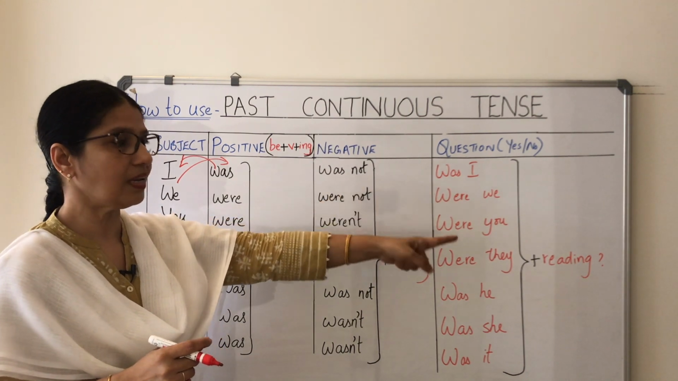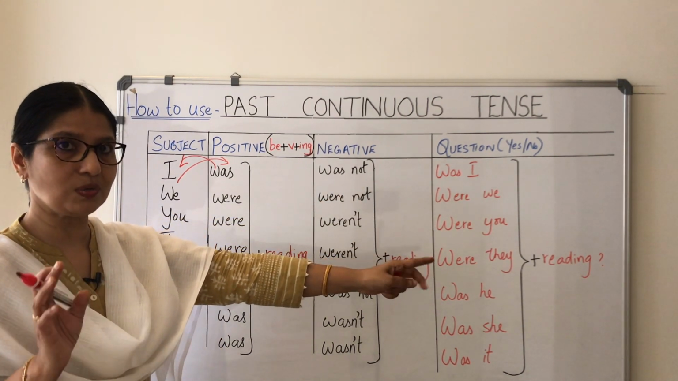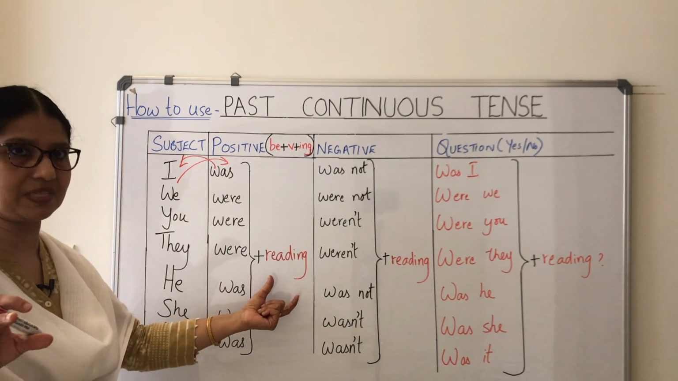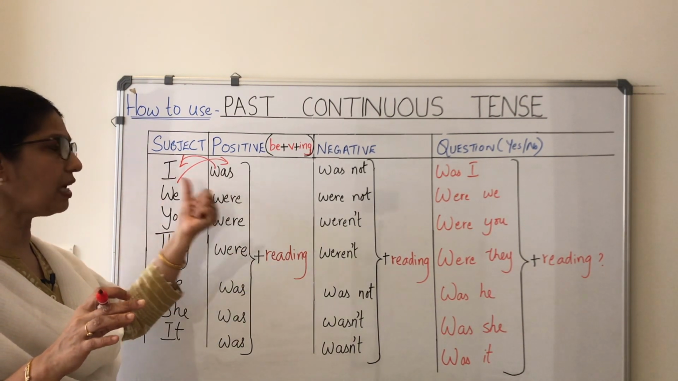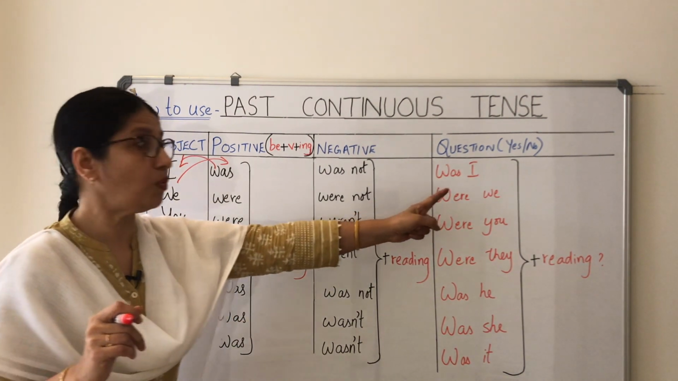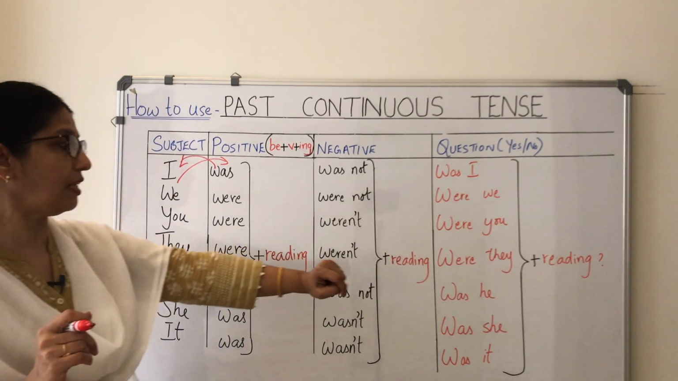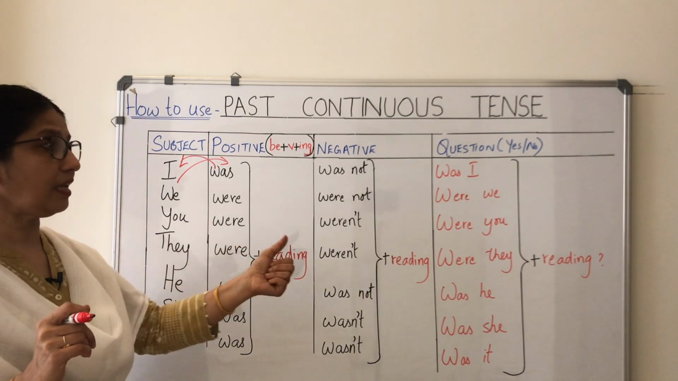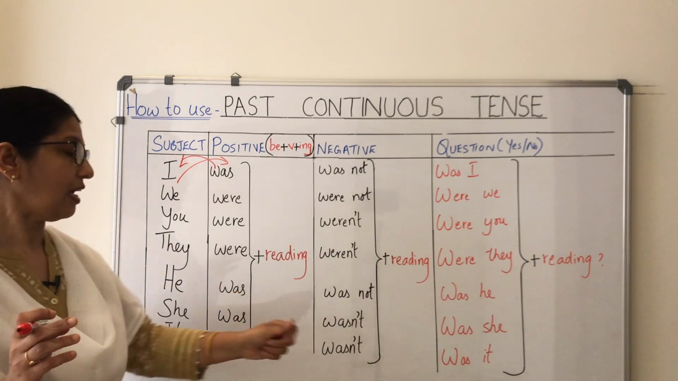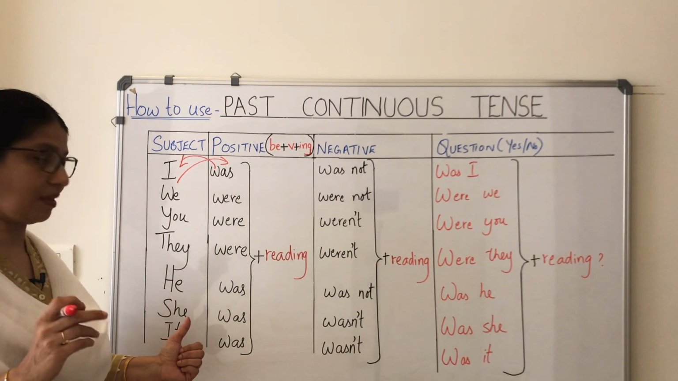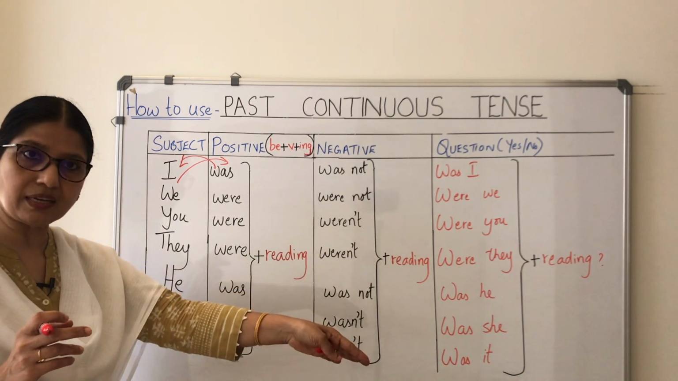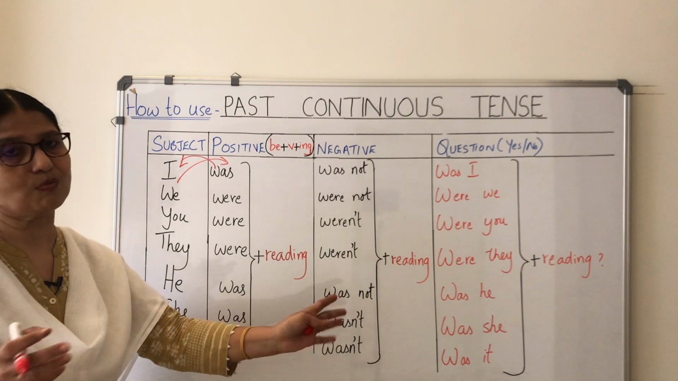Was I reading? So did you notice the change? I was reading is a sentence, the affirmative, the positive sentence that became was I reading? The next, we were reading became were we reading? Then you were reading, were you reading? The same with they, were they reading? And with the singular pronouns, he was reading became was he reading? Was she reading? Was it reading?